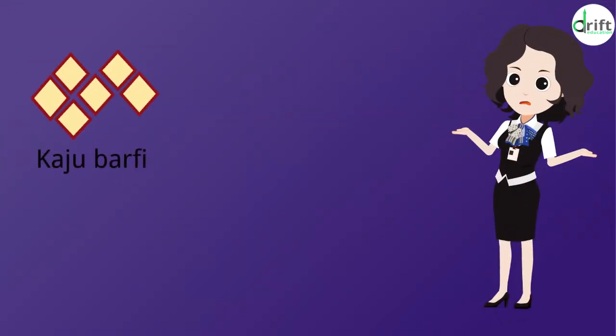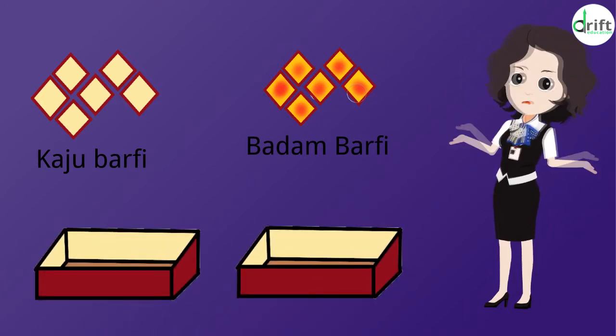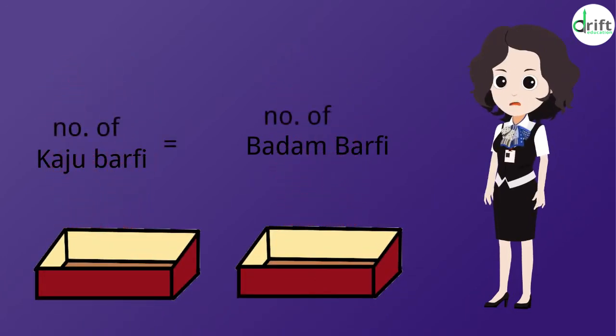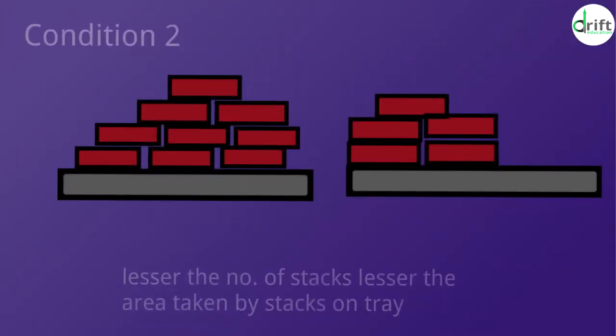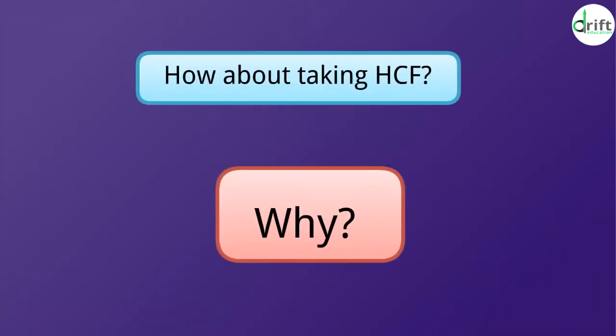Here, the sweet seller wants to group Kaju burfi and Badam burfi. But the condition is in one group or one stack, the number of Kaju burfi is equal to the number of Badam burfi and it must take the least space. How about taking the HCF? Why? You must be wondering.